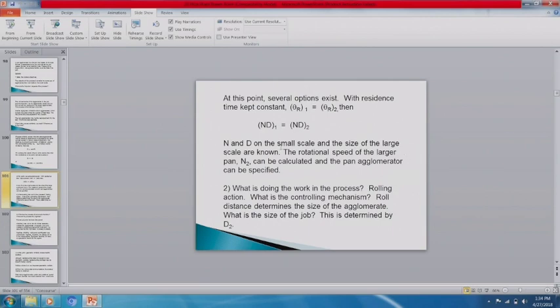Now, again, I know N1 and D1 on scale 1. I know what size I want to scale to, which is D2. So I can calculate the rotational speed of the pan. What's doing the work? Roll action. What's the controlling mechanism? Roll distance. The roll distance determines the size of the agglomerate. What's the size of the job? This is determined by D2.